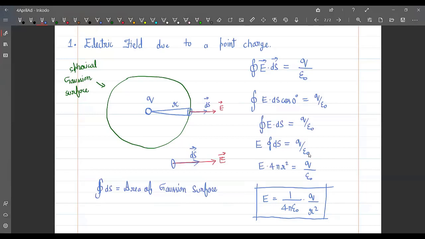Are there any questions about this? Apura, is this clear? Yes, sir.